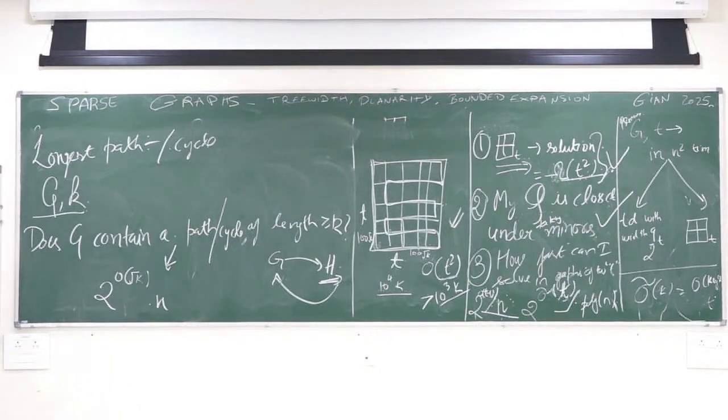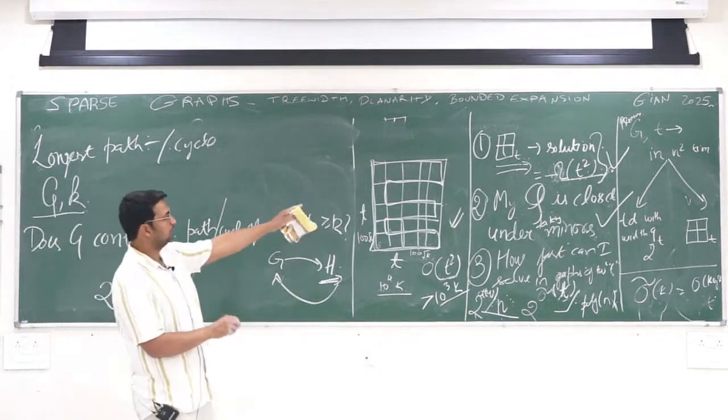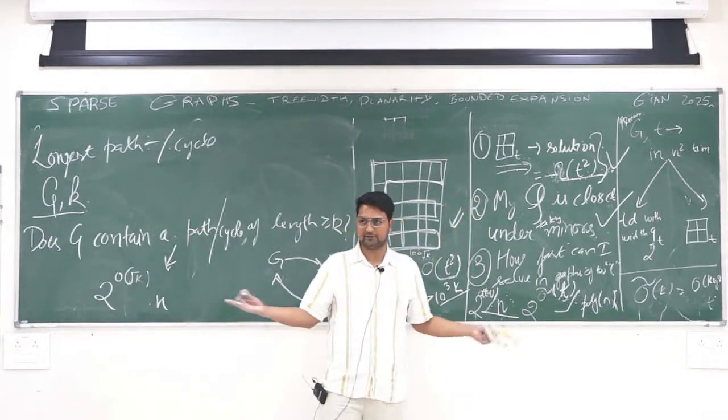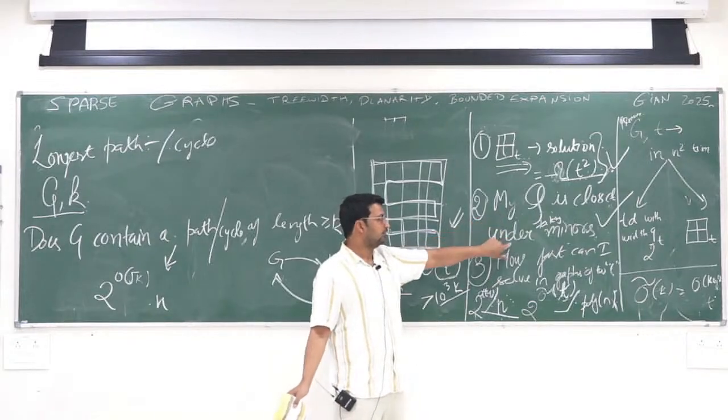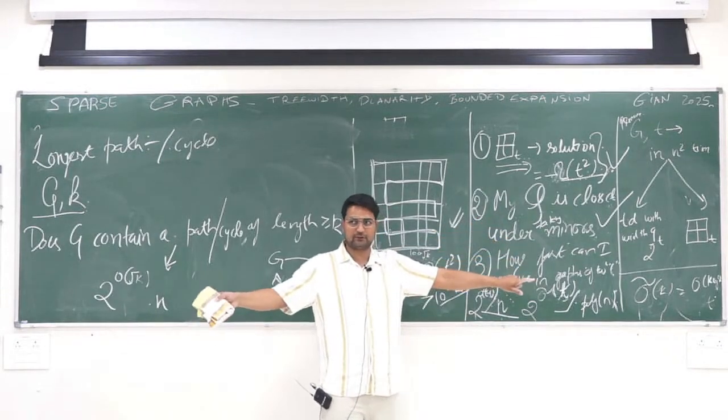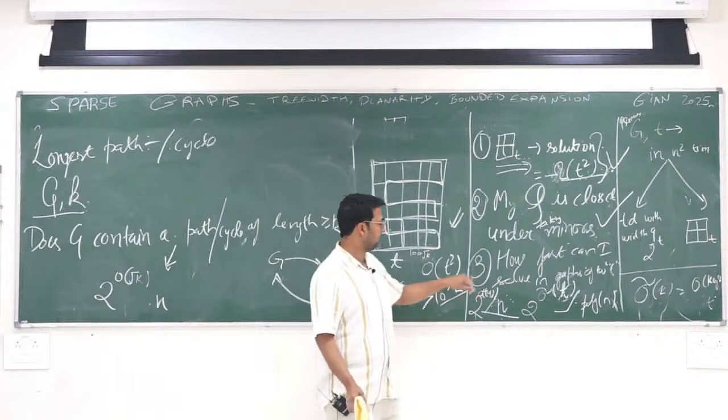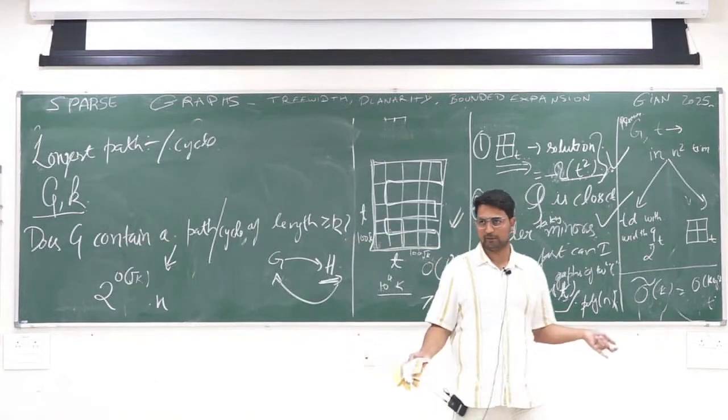So you ask three questions. One, for a grid of size t, what is the size of your solution? If it is t squared, you are happy. Then you ask if my problem is closed under taking minors. If yes, I'm happy. And the third question is how fast I can solve my problem.